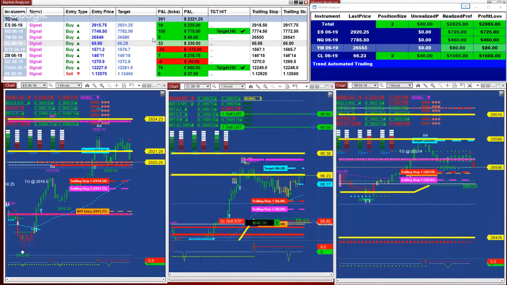So if we are having a problem with the Russell today, it becomes irrelevant. If we have a problem with the Nasdaq today, it becomes irrelevant because you have other three horses running.